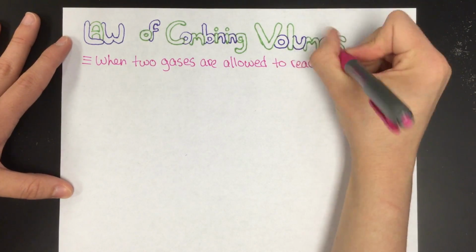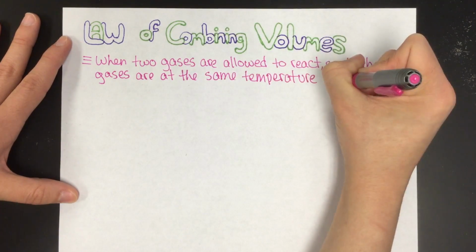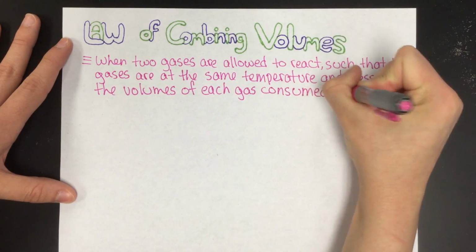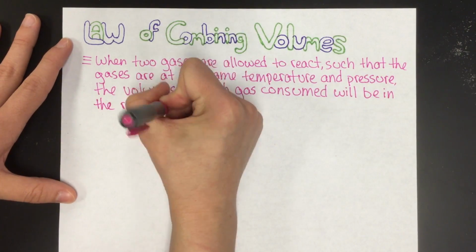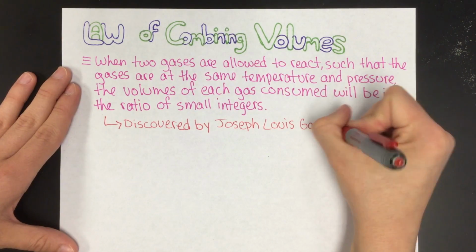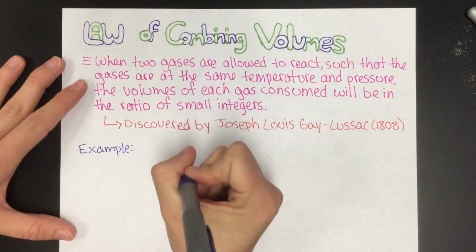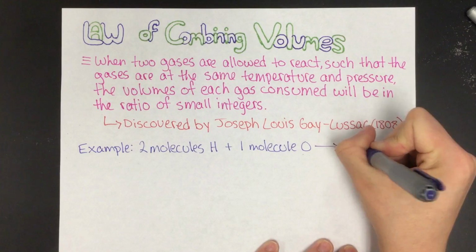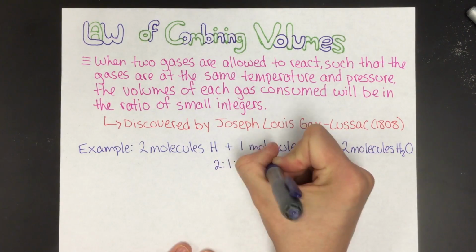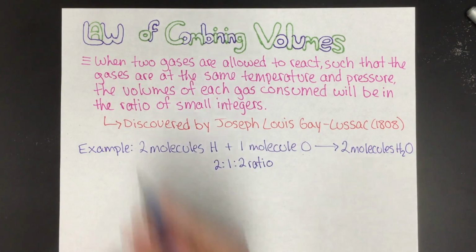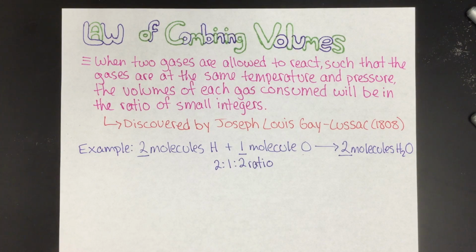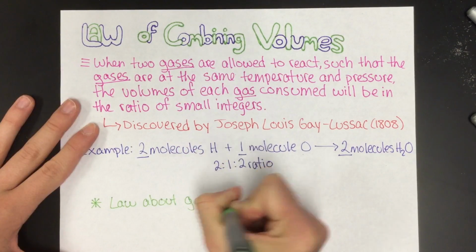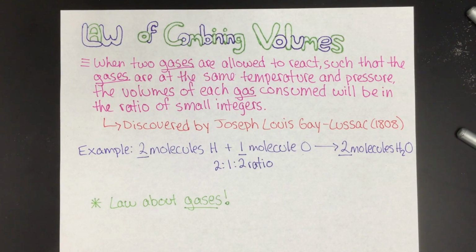Joseph Gay-Lussac experimented with the ratio of the volumes of gases. He then discovered the law of combining volumes, which is sometimes considered a fundamental law. It states, when two gases are allowed to react, such that the gases are at the same temperature and pressure, the volumes of each gas consumed will be in the ratio of small integers. This law only applies to gases.